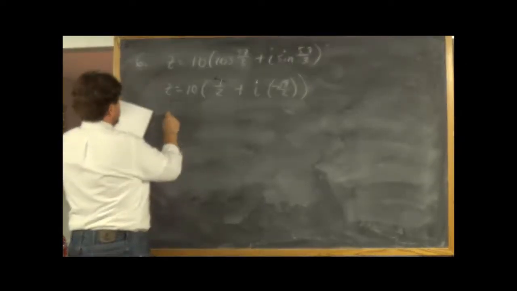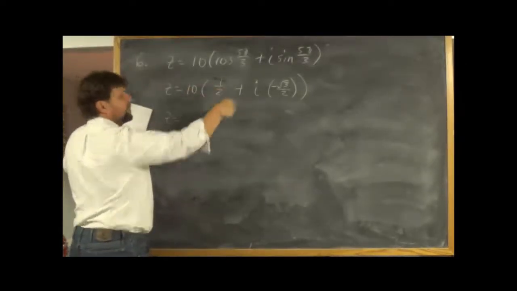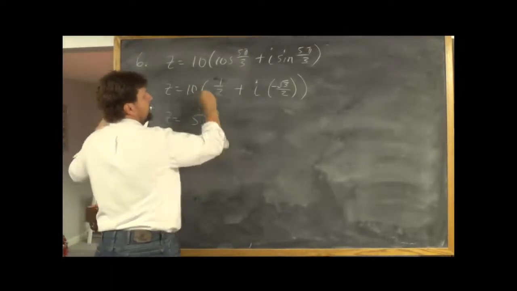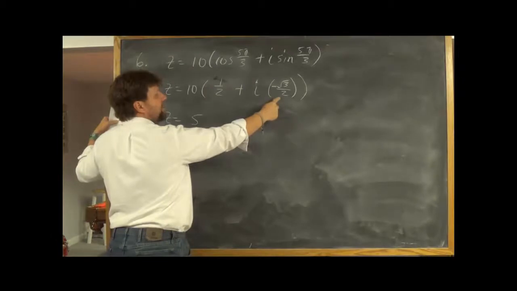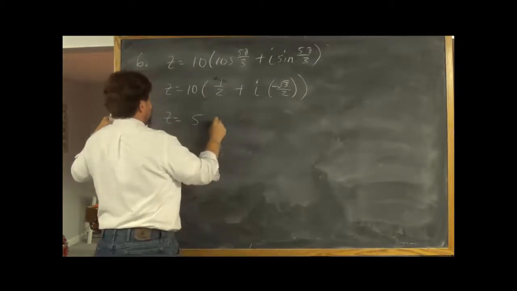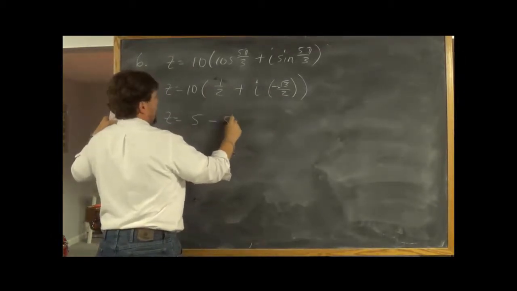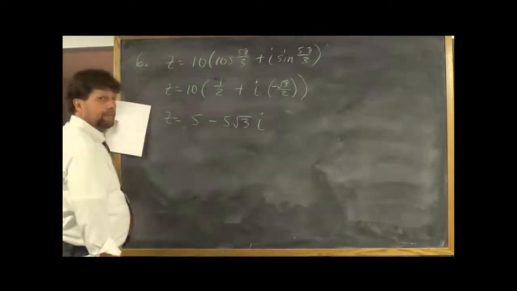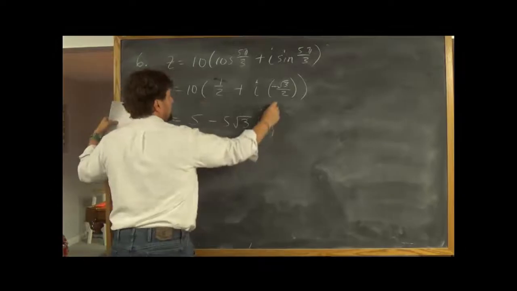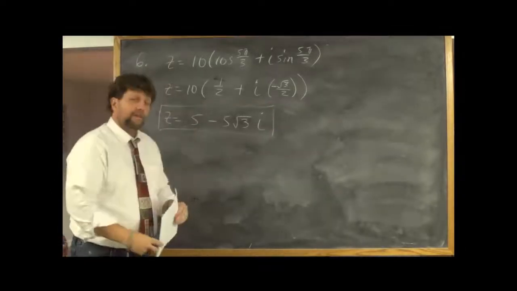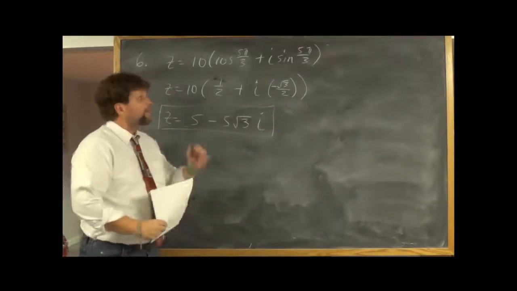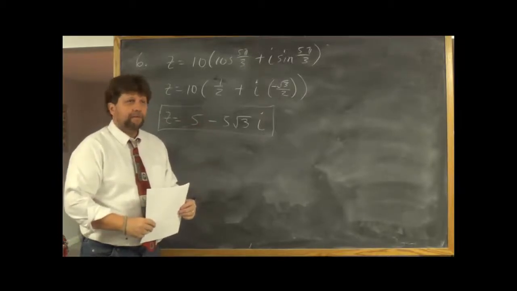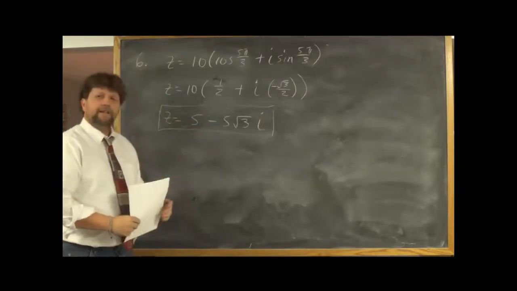So the sine of 5 pi over 3 is negative square root 3 over 2. Then if you simply distribute the 10, 10 times 1/2 is 5, and 10 times negative square root 3 over 2 gives you minus 5 square root 3 i. And that is the rectangular form of the complex number. Pretty straightforward. I hope you find that to be a very easy problem. But that's it for number 6.